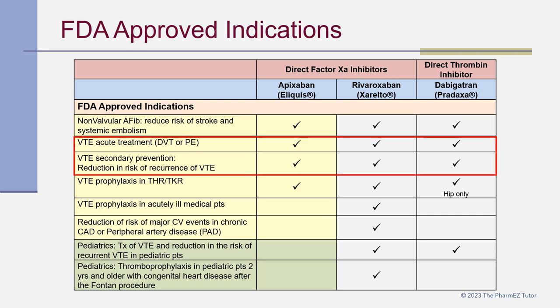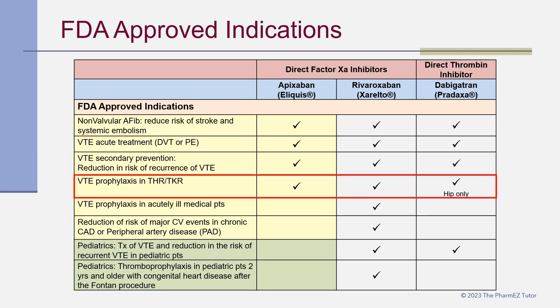The next two indications are for VTE acute treatment, DVT or PE, and for VTE secondary prevention to reduce the risk of recurrence of VTE. Again, all three DOACs are approved for these uses.